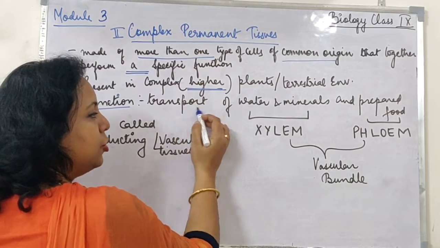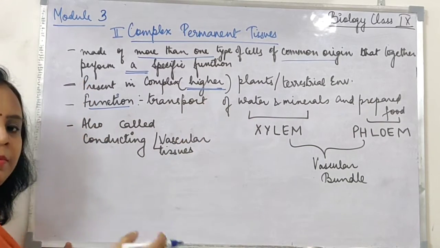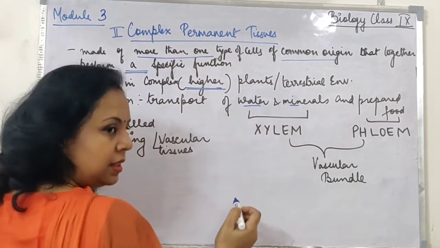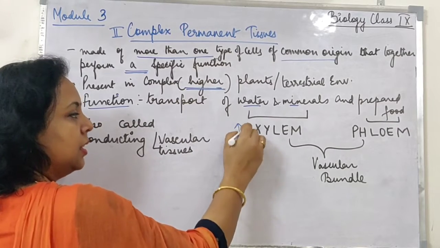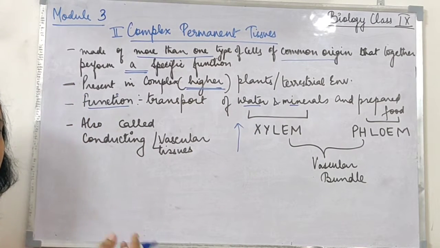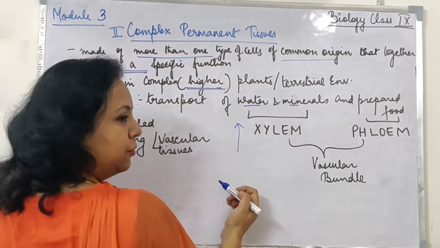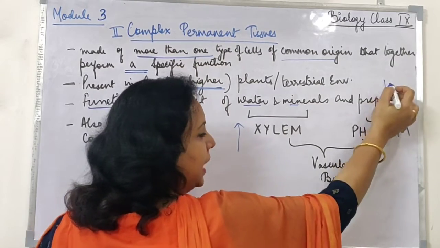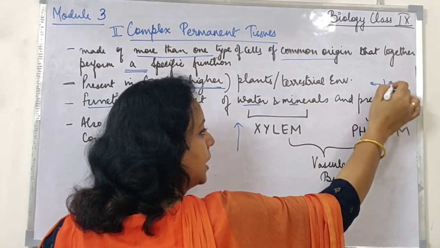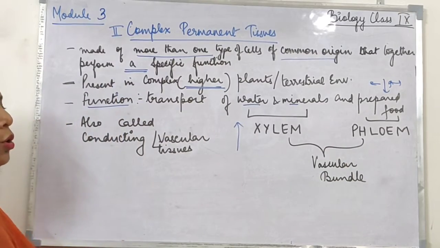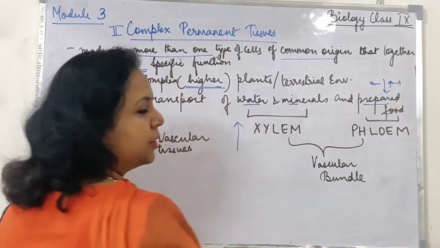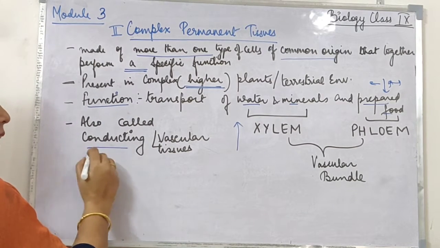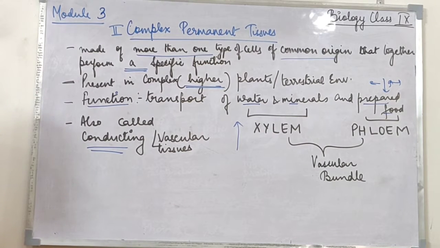This is because they need to transport. These have an elaborate structure, and they need to transport water and minerals from the root to all the parts of the plant, mainly the leaves, so that they can prepare the food by photosynthesis, and they need to distribute the food from the leaves to all the other parts, upward, downward, all the parts of the plant. So this specific function of conduction of material gives them the name, also called the conducting tissue or the vascular tissue.